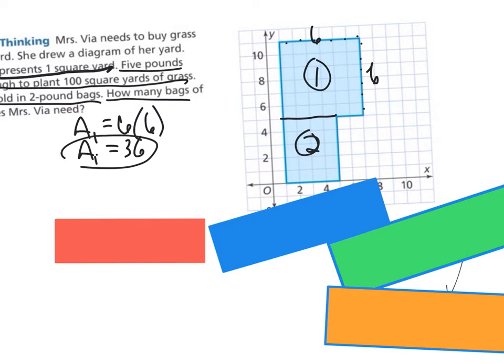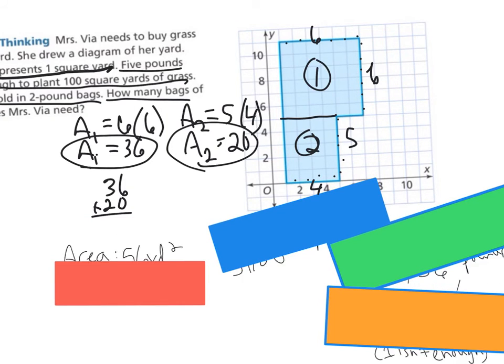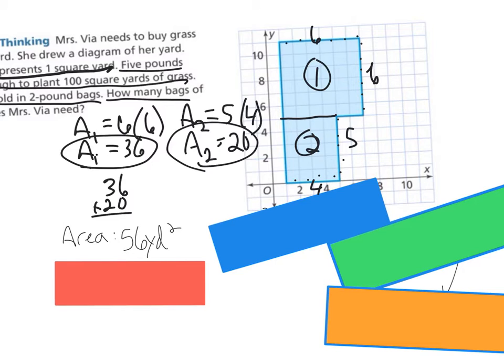is our first area. Our second area, if we count 1, 2, 3, 4, 1, 2, 3, 4, 5, we can multiply 5 times 4, which is 20. And then if we add these together, the 36 plus the 20, we will get 56. 56 square yards for our area.